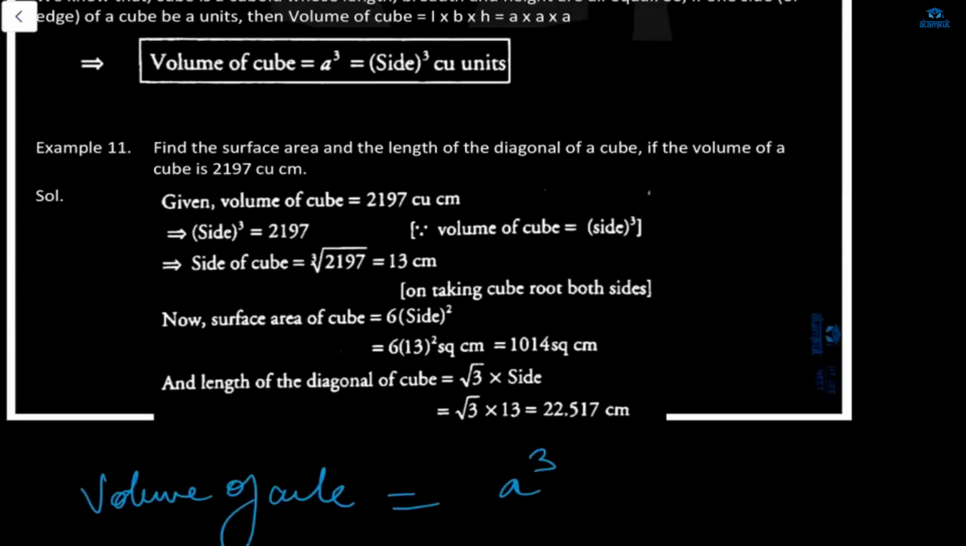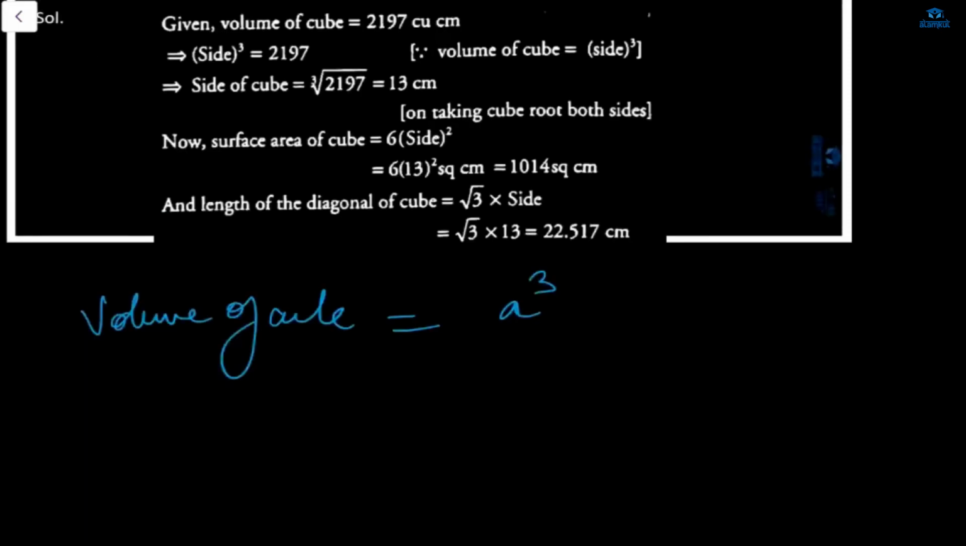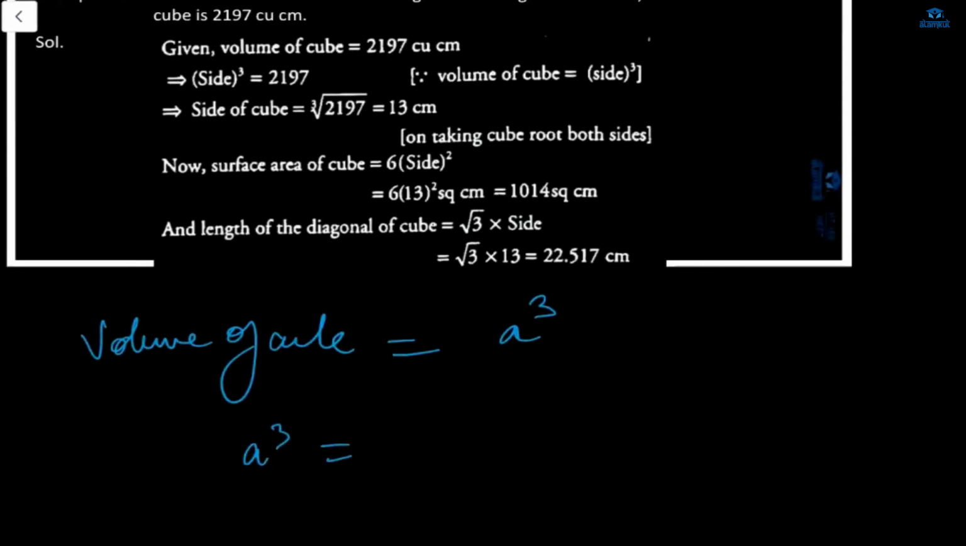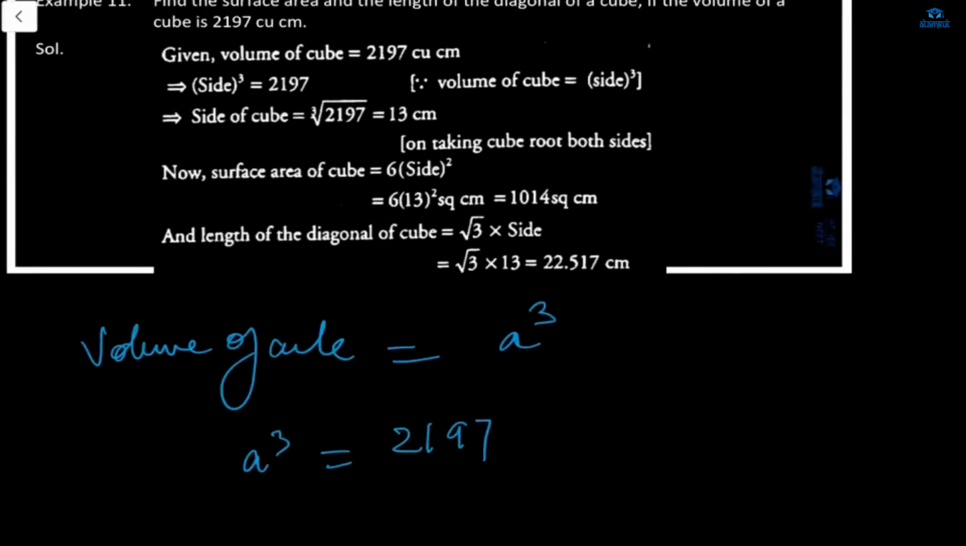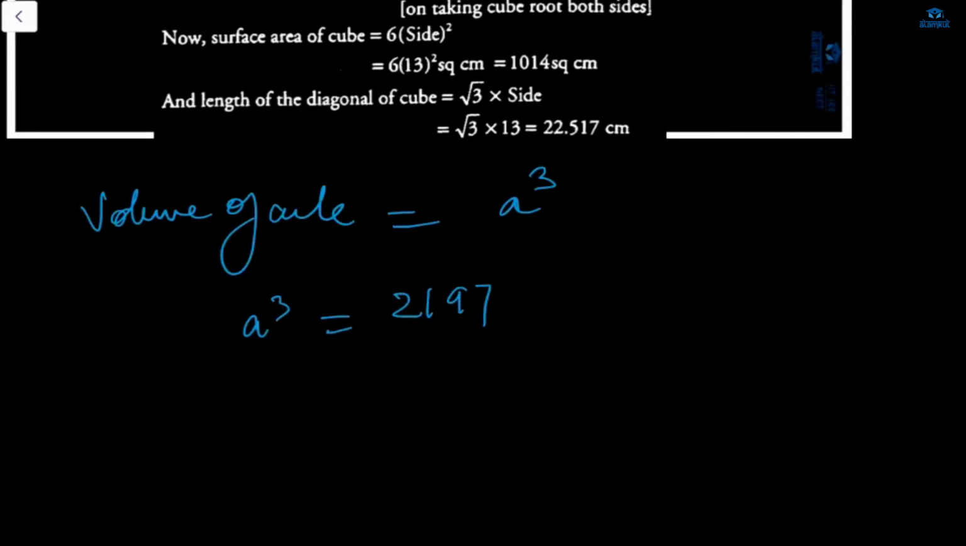Find the surface area and the length of the diagonal of a cube if the volume of the cube is given. What can we do? We take the volume and then cube root it, and then we'll get the side. No square root, we have to do cube root. It's written here, so it'll be 13.